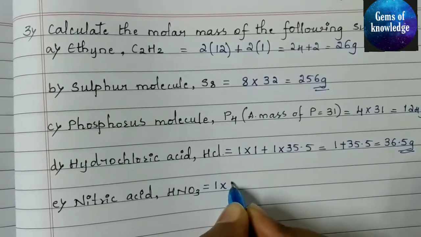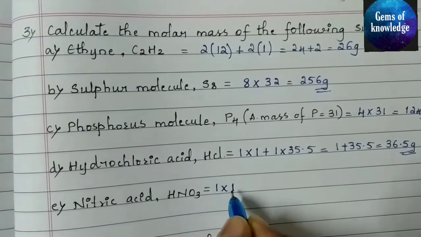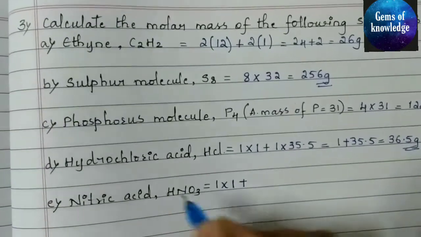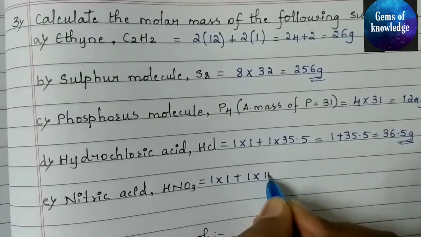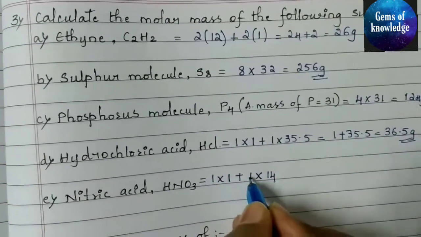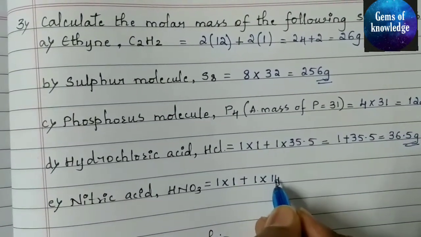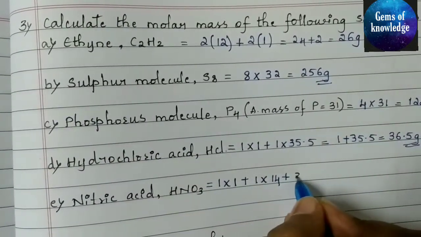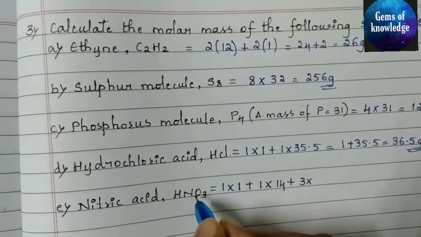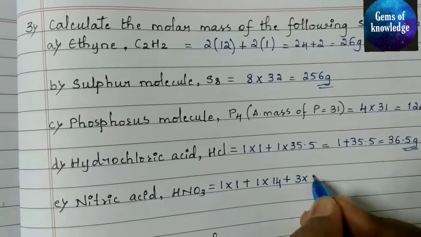Similarly, the next one, H is given only one time. So 1 into the atomic mass of hydrogen, that is 1, plus N. What is the atomic mass of nitrogen? It is 14. Nitrogen is 1 time, so 1 into 14, plus oxygen is 3 times. So it is 3 into the atomic mass of oxygen, which is 16.